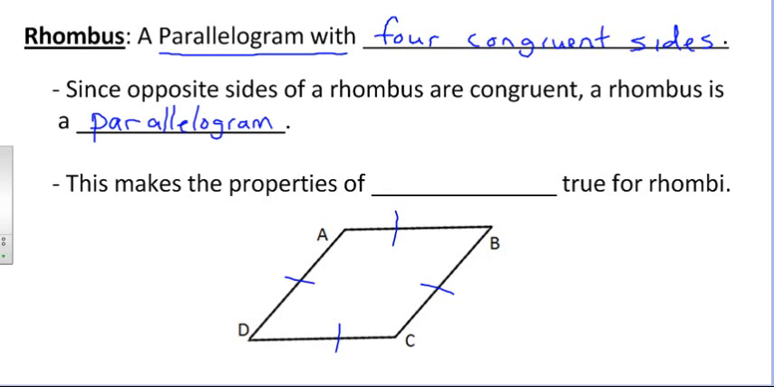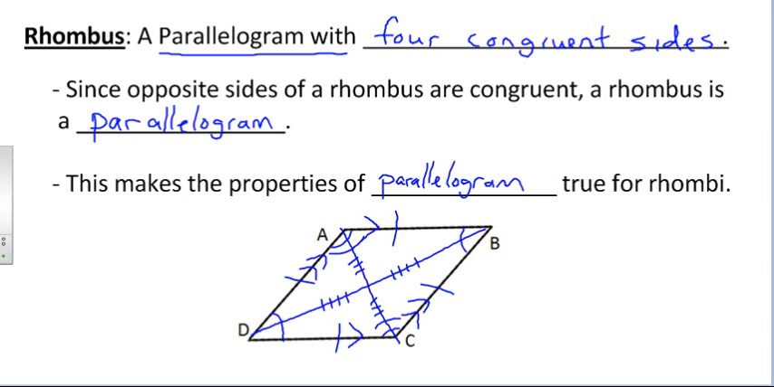Now the idea that it's a parallelogram is extremely important because that immediately gives us lots of other properties for a rhombus. So because it's a parallelogram, its opposite sides are parallel to each other. It has opposite angles that are congruent. It has diagonals that bisect each other. And all those other properties that we're dealing with a parallelogram. So like I had said here, that makes the properties of a parallelogram true for each rhombus.